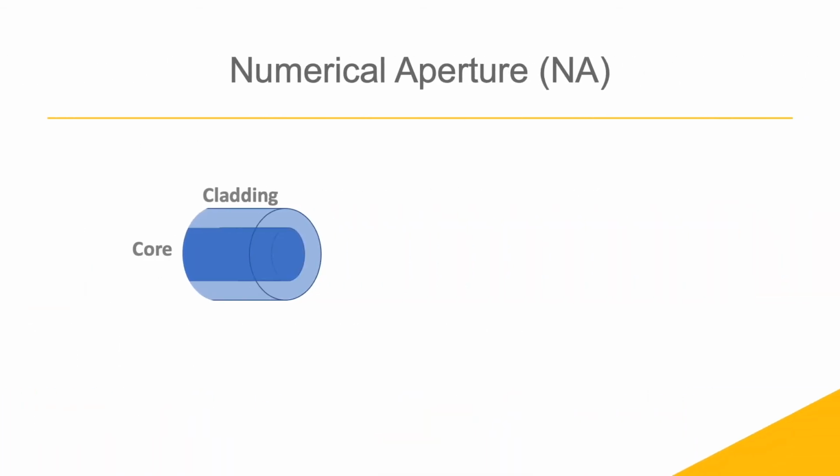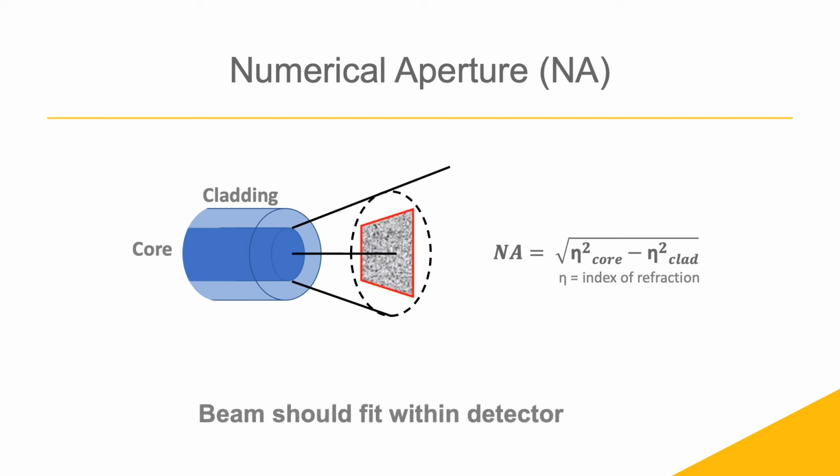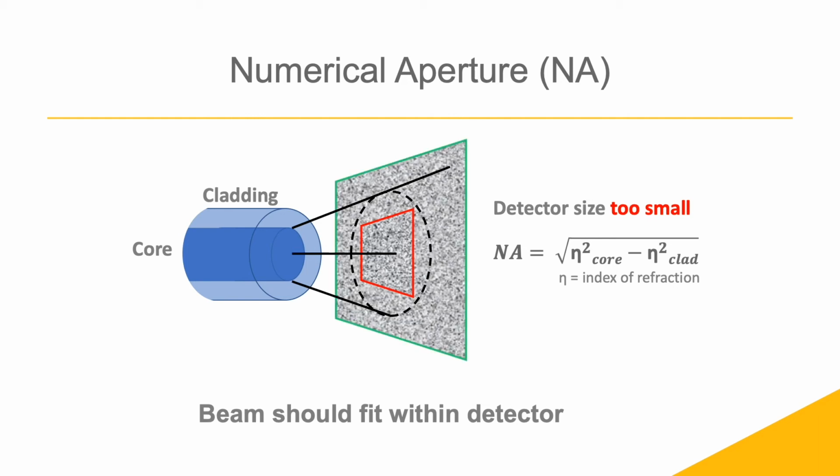The numerical aperture mentioned in the previous slide is a unitless number that characterizes the range of angles for which a fiber can emit or accept light. It is calculated from the refraction indices of the core and cladding. The beam leaving the fiber should fit within the area of the detector. A 1mm detector may be too small for some multimode fiber with a numerical aperture greater than 0.29. This is why 3mm detectors are considered the most versatile.